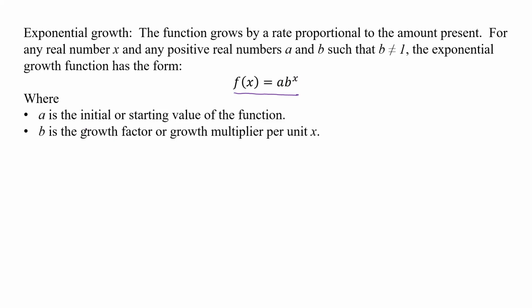Now, a, again we talked about, is the initial or starting value of the function. So, if a is 1, then our point is going to be (0, 1). And then b is the growth factor or the growth multiplier per unit x. Maybe we were given an interest rate of so many percent, so we'd put 1.06. It was a 6% interest. It's growing by that much, and we'd take that to the x. So maybe that was our b, and our a was 1.